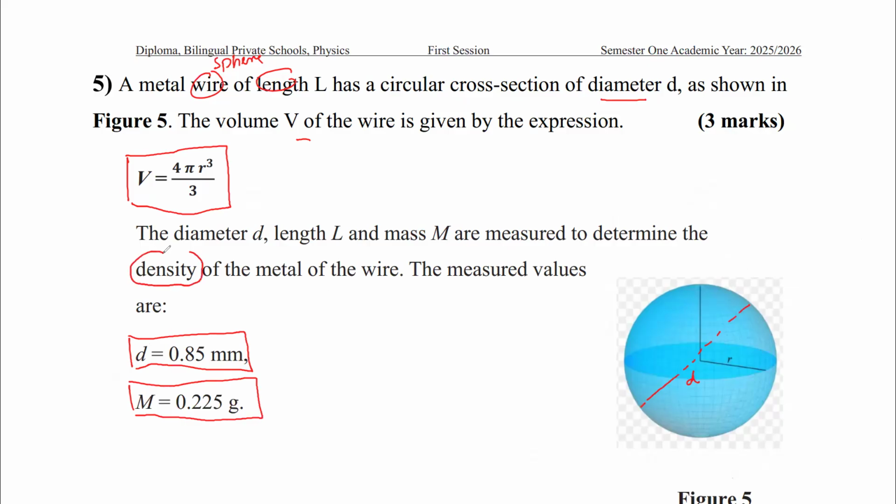How can we find the density? So remember one thing, whenever you solve this type of question, the first thing is you have to convert units, okay?